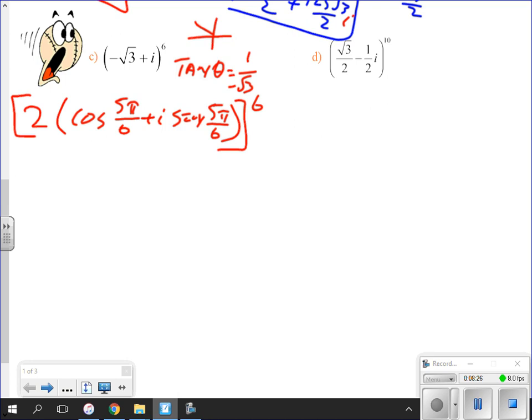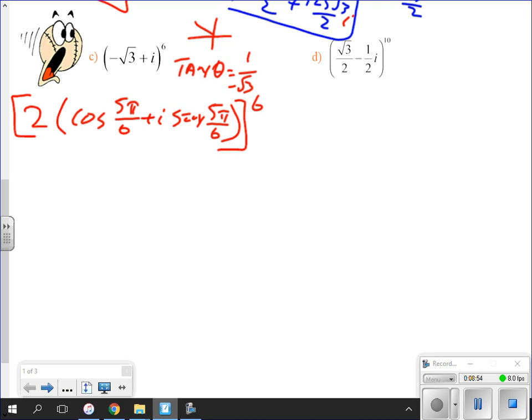Yes? r is the square root of negative square root of 3 squared plus 1 squared, which is 3 plus 1, which is 4. The square root of 4 is 2. Sorry, we've done an awful lot of finding the r, so I kind of glossed over that one in this particular problem. You've got to remember, sometimes I can skip, sometimes I can't.